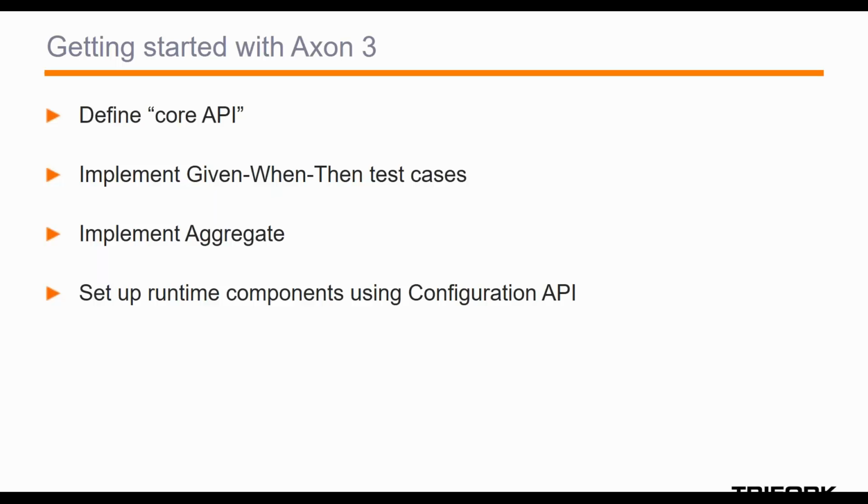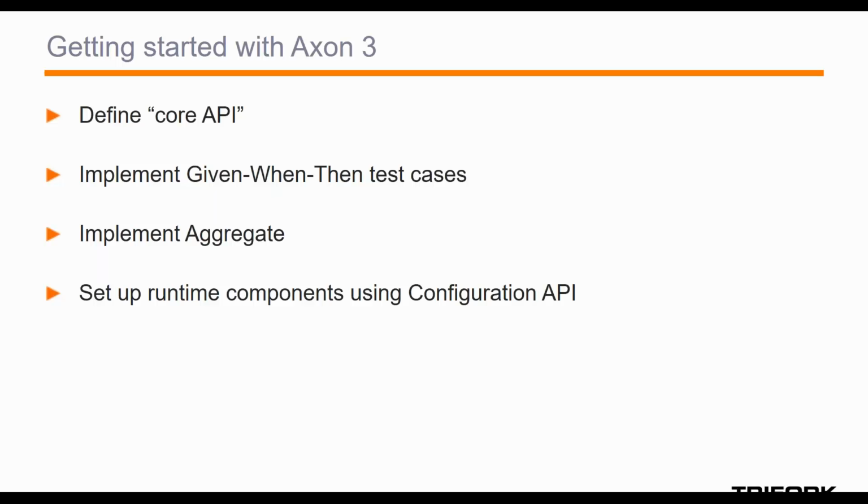First of all, I'm going to show you how you can define what we call the core API, which is basically the combination of commands and events. Of course, if you've been using Axon 2, there's not much of a difference, but I'm going to throw in a bit of Kotlin in the mix to show you how the Kotlin language can be used to make it a bit easier. Then we're going to implement given, when, then test cases. We're going to do that in plain Java, so don't worry that this is a sort of a Kotlin workshop.